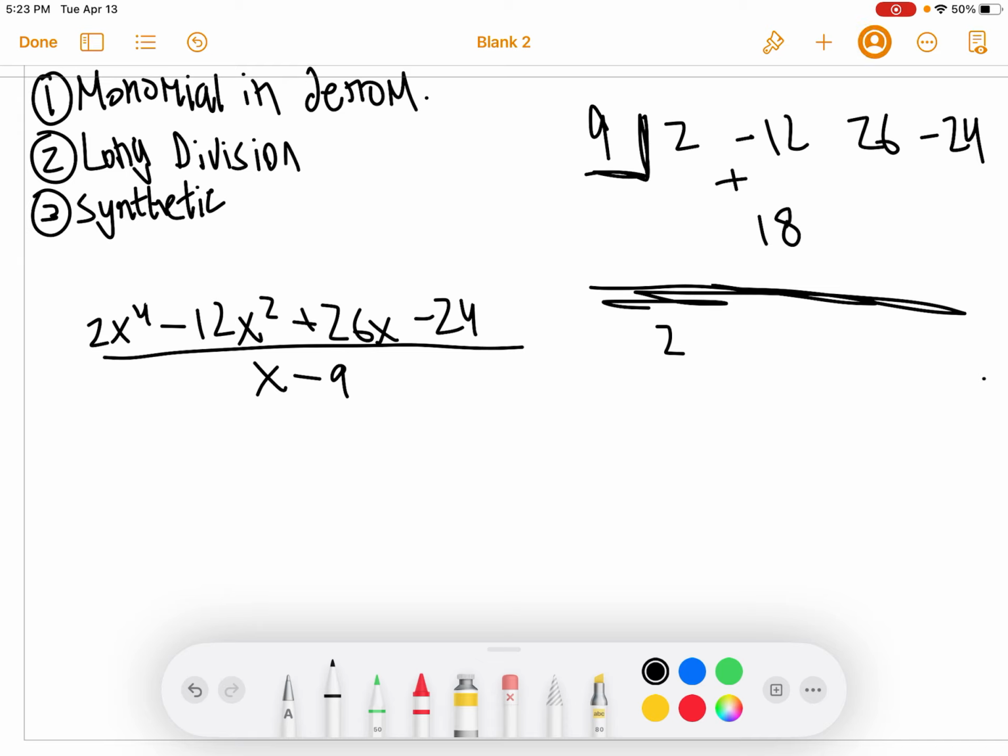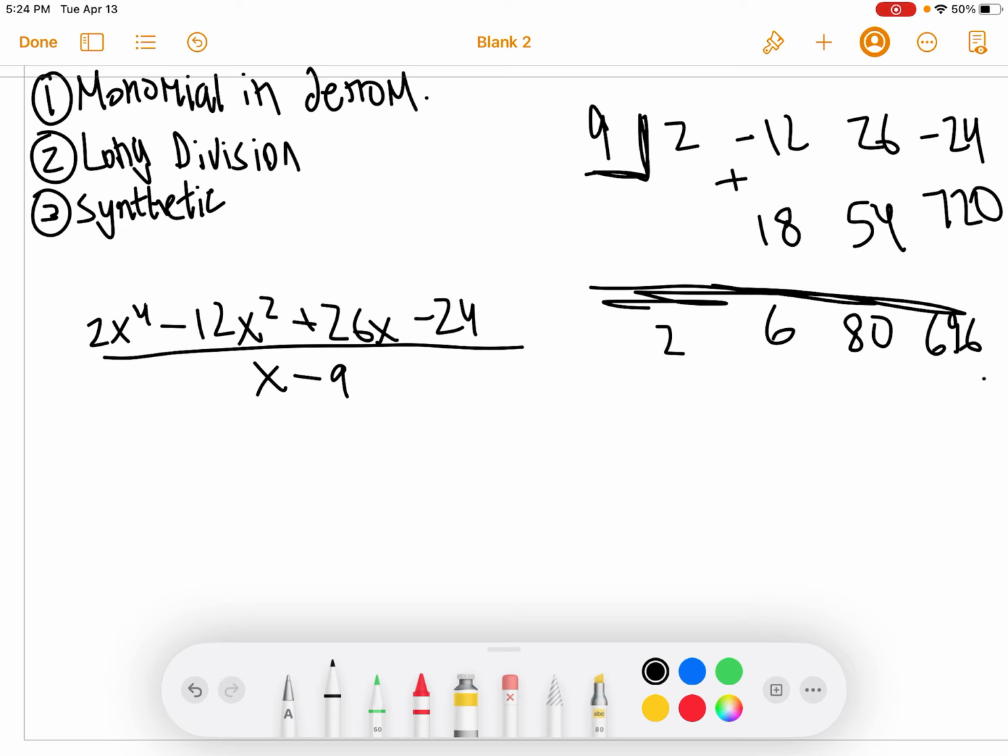Oh, no, I didn't do something wrong. I don't know what I was thinking. Okay, there's 6. Now, since we have another number down here, multiply. Once again, 54, that's what we get. So now we have 26 plus 54, which is 80. Then you have 9 times 80, which would give us 720. Or wait, we don't put that there, we put that here. And then negative 24 plus 720 would be 696.